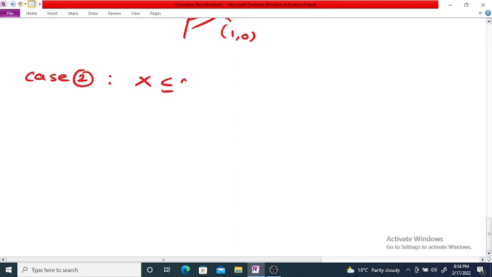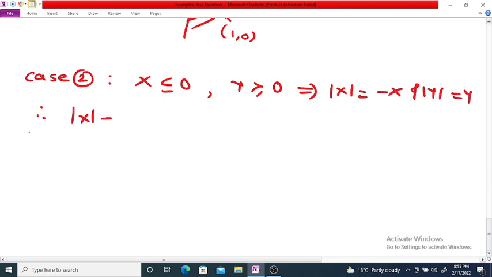Now case number 2, x is less than 0 and y is greater than or equal to 0. In that case |x| is minus x and |y| is equal to y, and therefore |x| + |y| less than or equal to 1 becomes minus x + y less than or equal to 1.